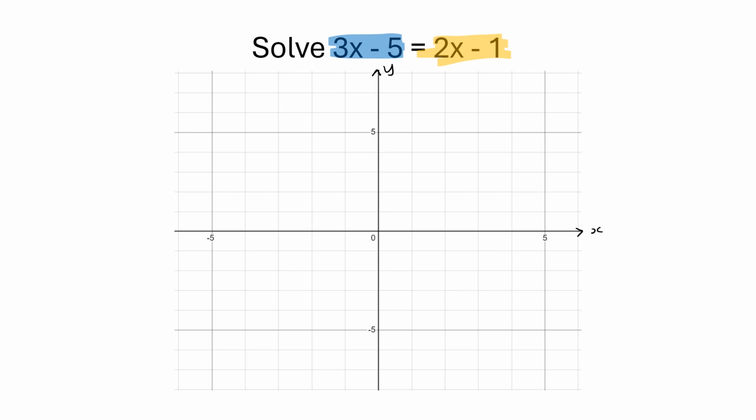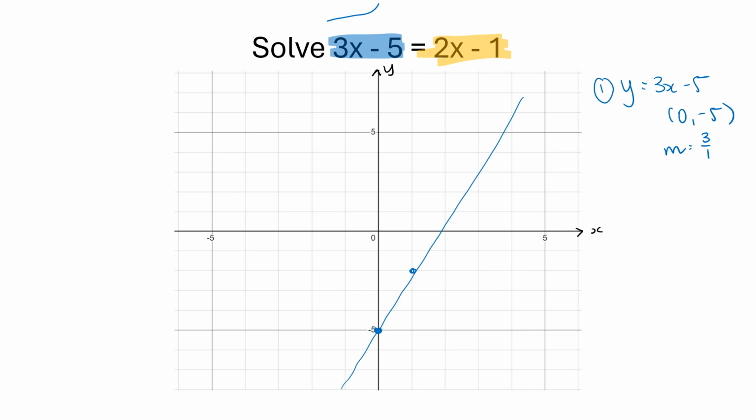Now, if I go to sketch this graph on the left, I've got y equals 3x minus 5. So I know that my intercept here is going to be at (0, -5), and that because my m is 3, or 3/1, for every one across, I'm going to go up 3. And I'm going to try and connect those in a nice straight line. So that there is my graph 1.